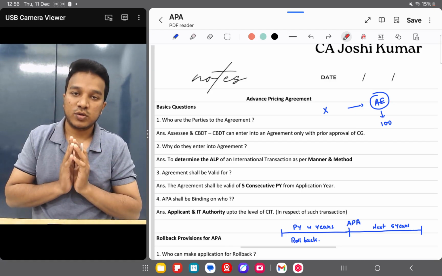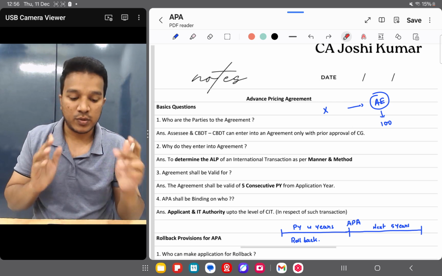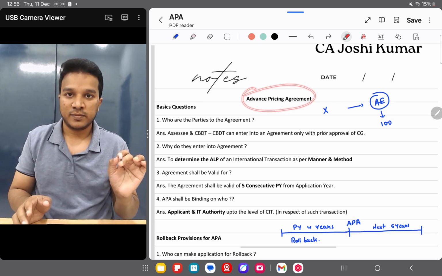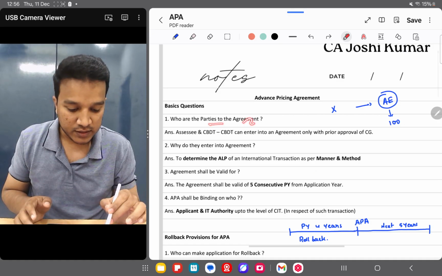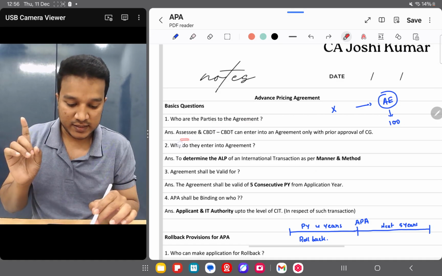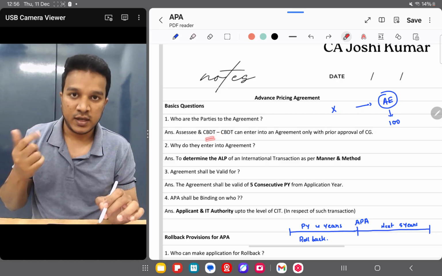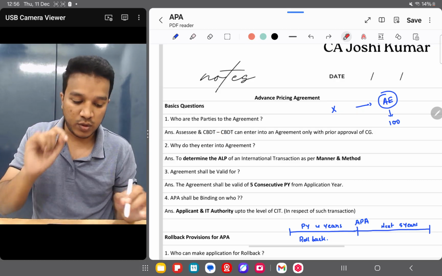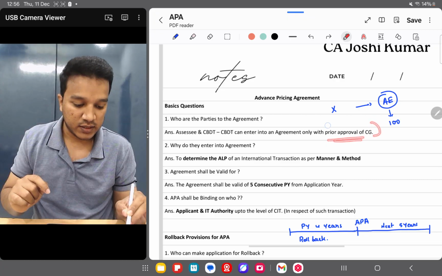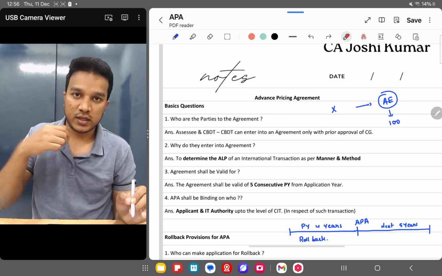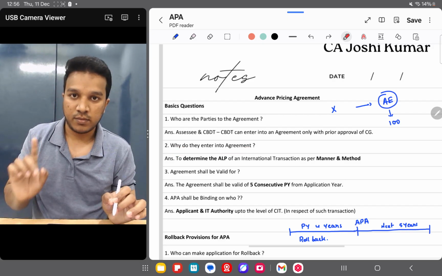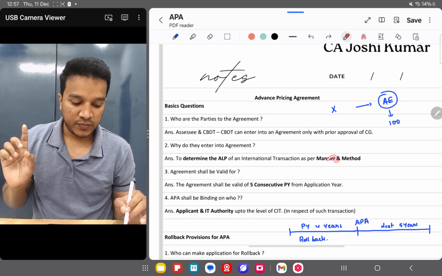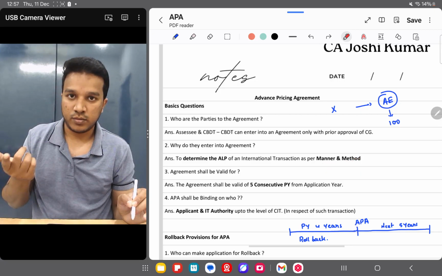To avoid all those disputes or for any other reason, people enter into an advanced pricing agreement. Let's see furthermore. Who are the parties to the agreement? The SSE and the CBDT. And CBDT will enter into an agreement only after prior approval of the central government. This you have to remember. These two are the parties to the agreement. Next, why do they enter into an agreement? Simple, to determine the arm's length price and the manner and the method to be applied.